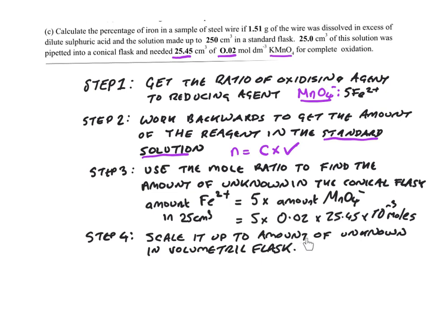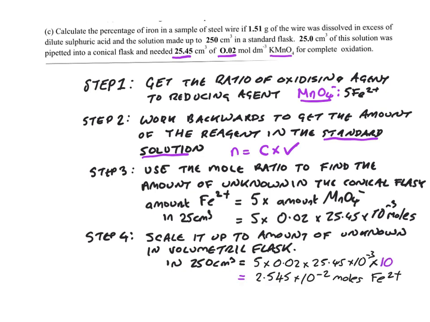Step 4 is we scale it up to the amount of the unknown in the volumetric flask. So that was all of our Fe2 plus ions that were transferred in our volumetric flask. So we took out a tenth, and therefore we need to scale it up 10 times to get the amount that was in the volumetric flask. So that's in 250 centimetres cubed. So we now times the number of moles that was in 25 by 10. So we now have the exact amount of iron that was dissolved in our volumetric flask.